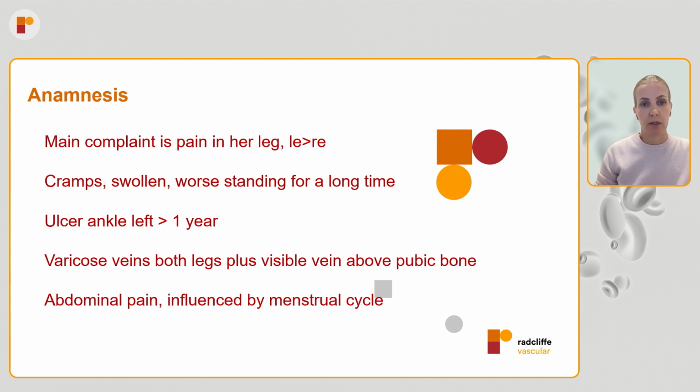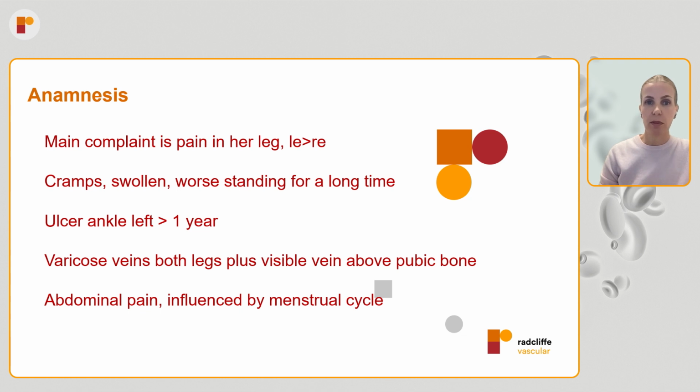I asked the patient, what is your problem? And she said her main complaint is that she has pain in her leg, more so on the left side than on the right side. I have cramps and I have a swollen leg, specifically when I have been standing for the whole day. I have an ulcer at my ankle on the left side, and it has been there for over a year, and it doesn't seem to close. It's very painful. And I have varicose veins on both legs.